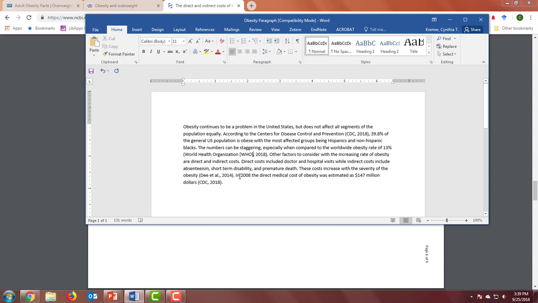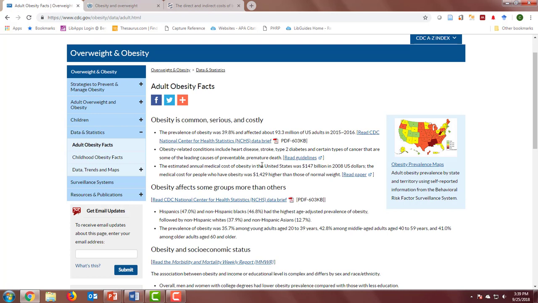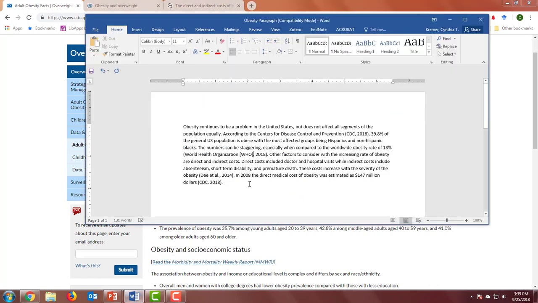2014. And then I'm going to go back and pull a cost measure from the CDC fact sheet. The CDC fact sheet says the annual medical cost was 147 billion. So I can go back in my paper, where I said in 2008 the direct medical cost of obesity was estimated at $174 million. That shows you how I'm going to cite within a paragraph. You can see I have 4 separate ideas and I cited them in 4 different ways.